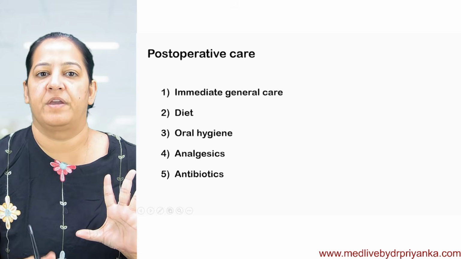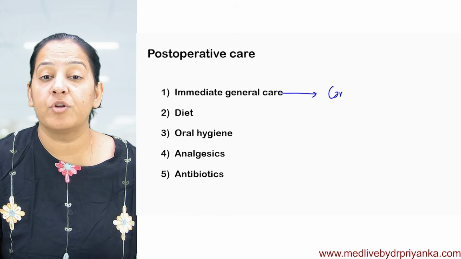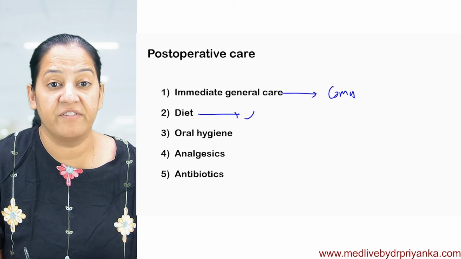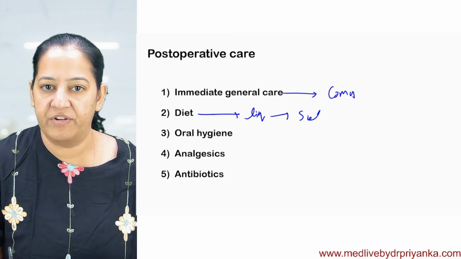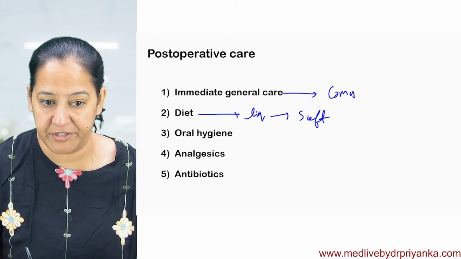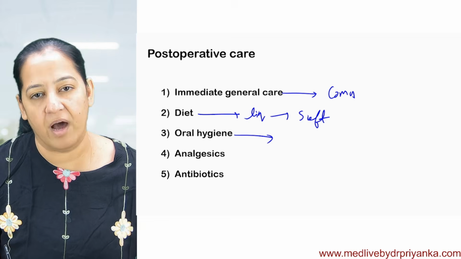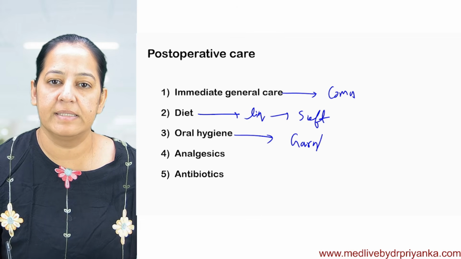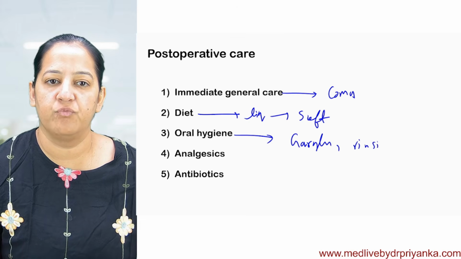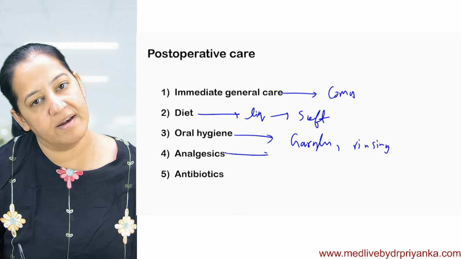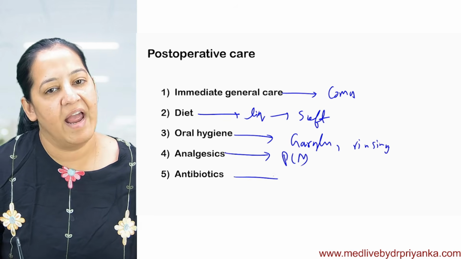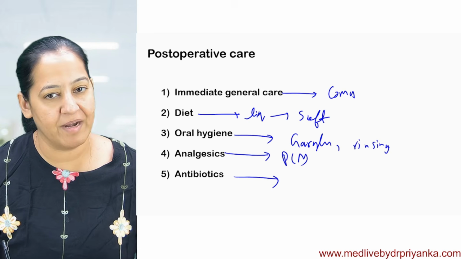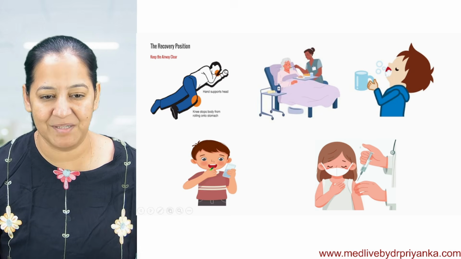So that is the post-op care. General care: keep the patient in coma or recovery position. Diet: first give liquids, then give a soft diet. Don't give spices, don't give hot food. Oral hygiene: gargles and rinsing 3 to 4 times a day with salt water. Analgesics: paracetamol. Antibiotic: we give a broad spectrum antibiotic, IV or oral. So that is the post-op care.